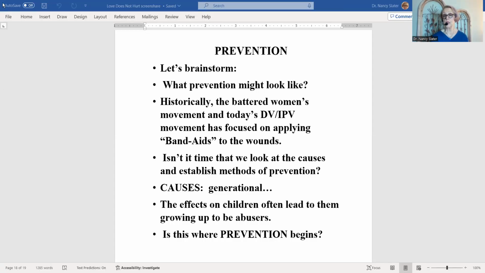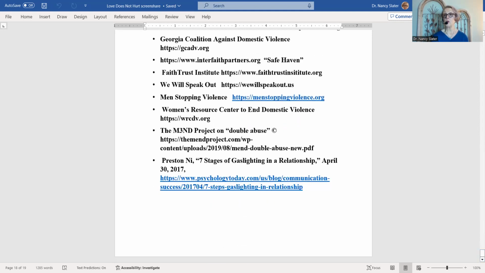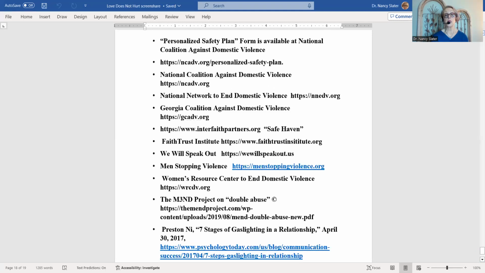I have one last screenshot to share with you. And as I say, these pages are included in the booklet. So email me and get your copy. But here is a resource list that I have made for you. The personalized safety plan, the National Coalition Against Domestic Violence.org. The National Network to End Domestic Violence is also a wonderful website for great information. My state, the Georgia Coalition Against Domestic Violence, has a website and resource and training that they offer free on their website. The Washington State Coalition, wonderful, and so is the Nevada Coalition Against Domestic Violence.